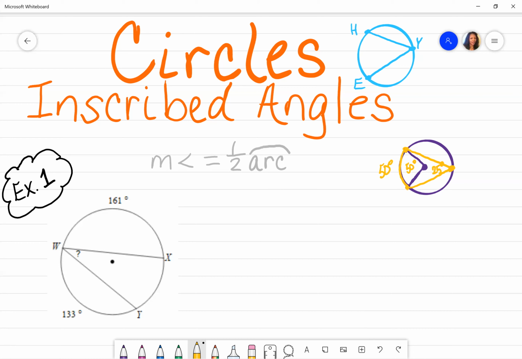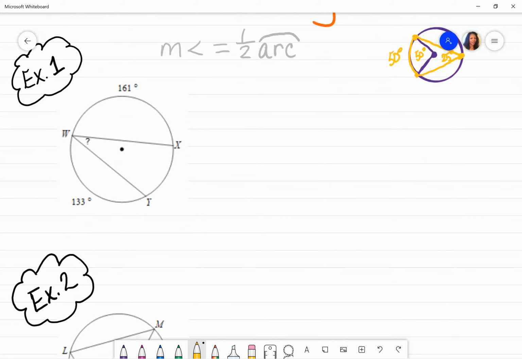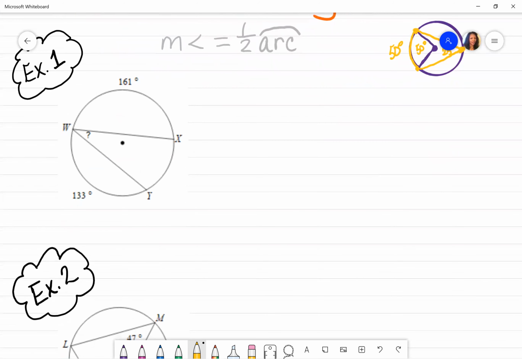That's how that works. Sometimes the problems are a little bit more complicated. So let's get into situations where that might exist. In this instance, we're trying to find the measure of angle W. However, in order to use this formula, we would also need to know the arc that's subtended to it.